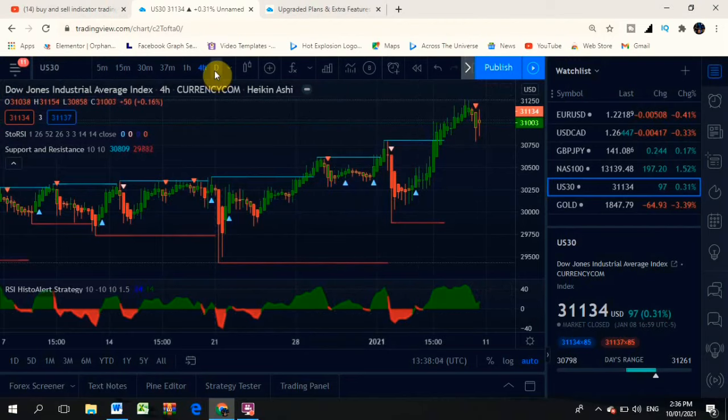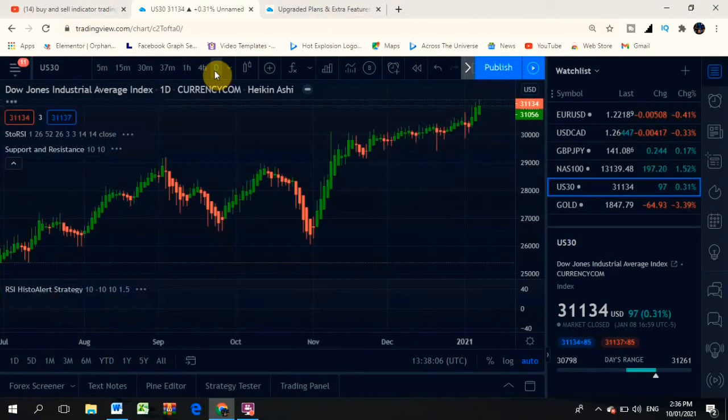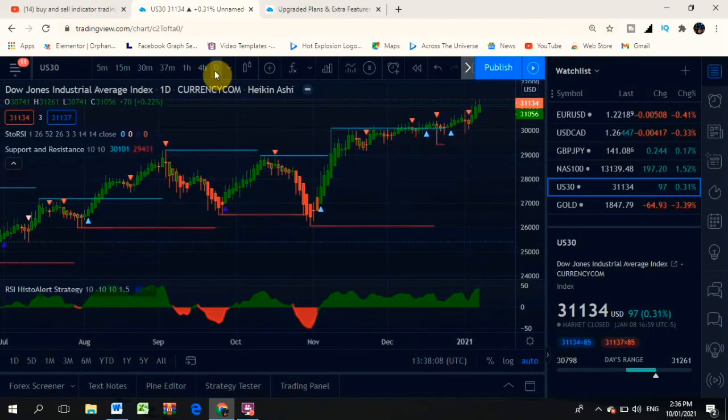You can go to the daily time frame also and check what the market is doing. You can see it's all about buying up. You can see it is a buy signal. So whenever you are trading in 15 minutes, 1 hour, 30 minutes, you will know that you will be doing more of buying rather than selling.